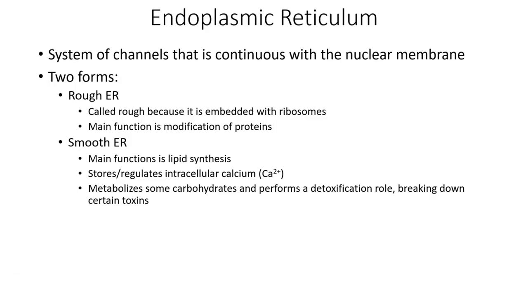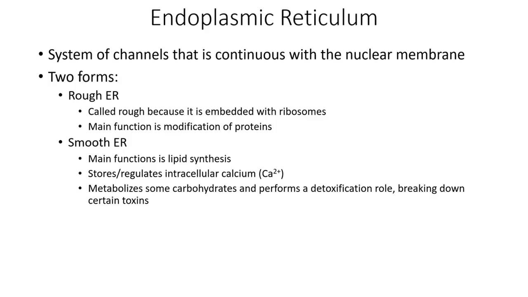Rough ER is named rough because it has a bunch of ribosomes stuck all over the surface of the membranes, and its main job is synthesis and modification of proteins. Proteins are really important. They run our body, so we need lots and lots of proteins.